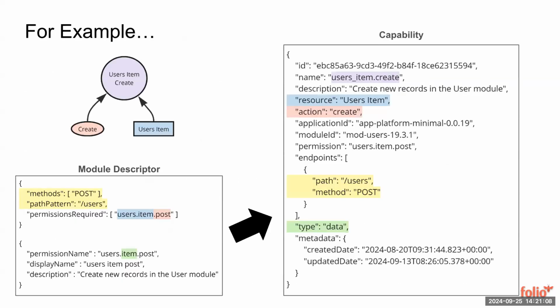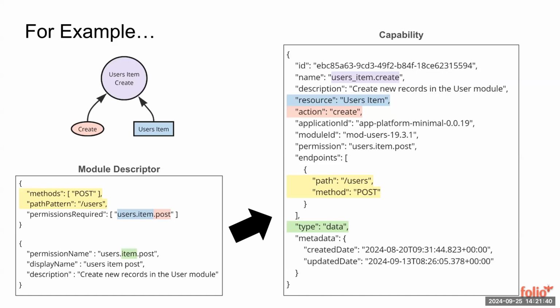You see it in the diagram up here. We have a capability. The action here is create, and the resource is user's item. So the capability is naturally user's item create. And in the bottom left here, we have a module descriptor snippet. At the top part, we have the endpoint or handler portion of it. And that tells us, okay, this is a post to /users, and the permission required is users.item.post. You can see I tried to color code the things on the module descriptor on the left here and the capability record on the right.